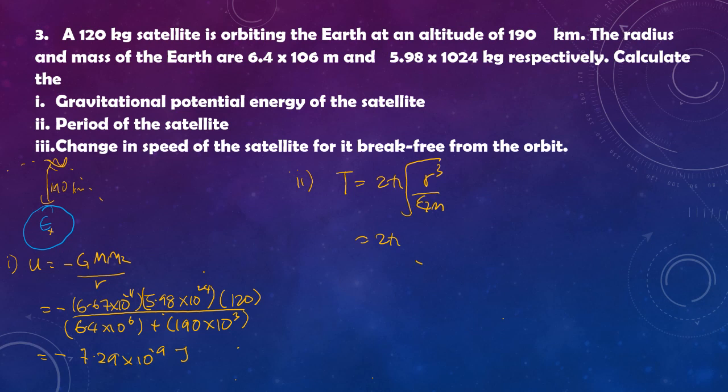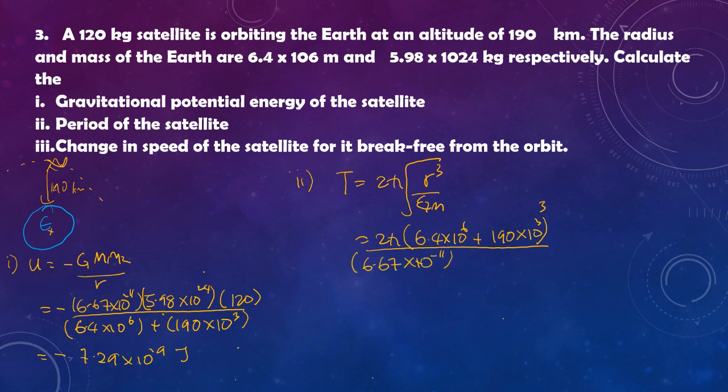Okay, 2 pi, and the R, again we use the radius of the Earth from the center: 6.4 times 10 to the power 6 plus the altitude, 190 times 10 to the power of 3. Don't forget the power of 3. Over G, where G is 6.67 times 10 to the negative 11.